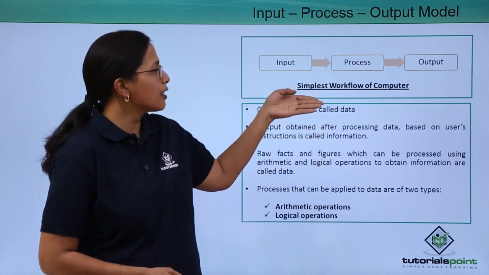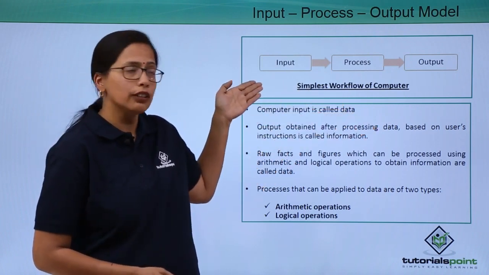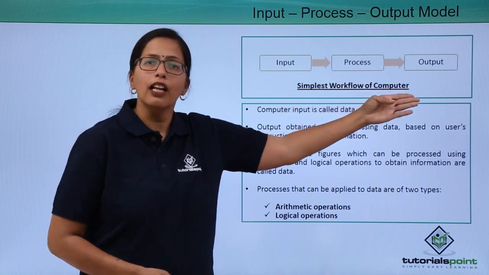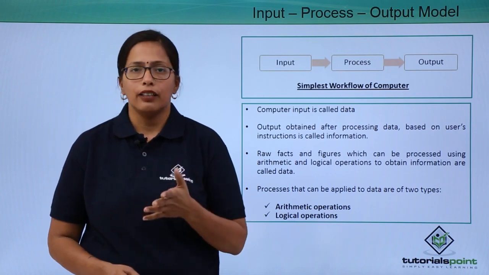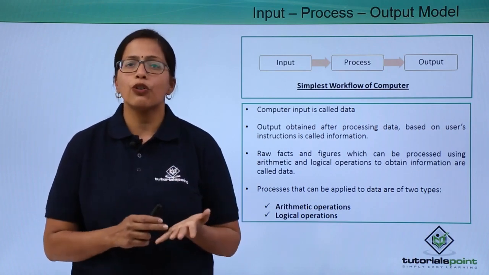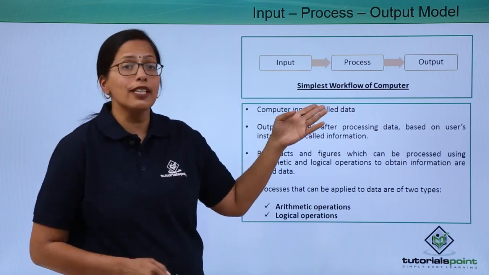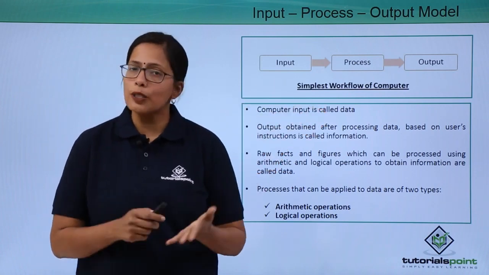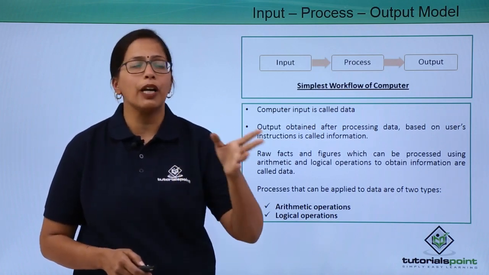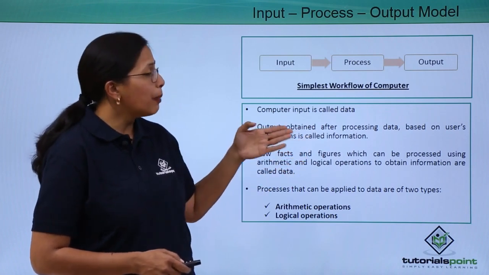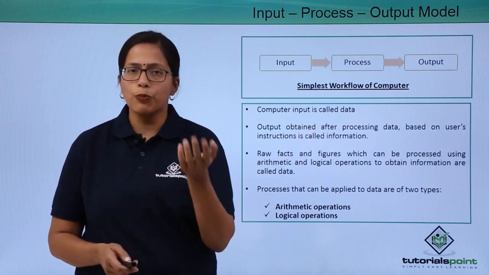Here, as you can see, this is the simplest workflow of computer that I have drawn for you. An input is given, which is processed, and an output is given. Computer input is called data. Any raw information, raw facts, figures are called data. This data is processed upon by the computer. How is this processing done? This processing is done as per the instruction given by the user, and depending on the process that is applied, an output is given.